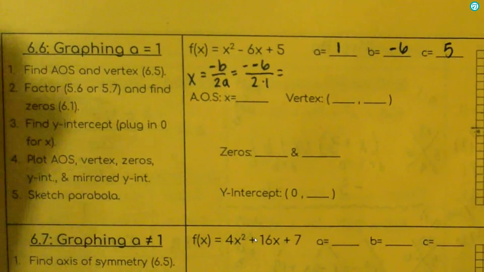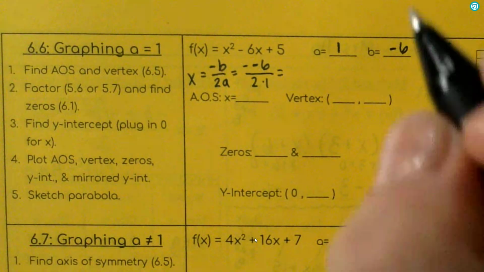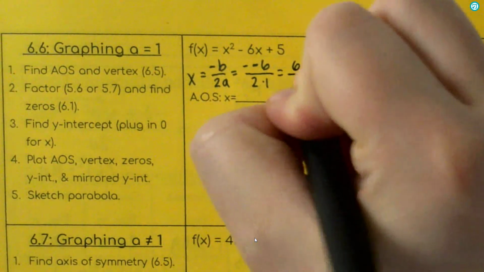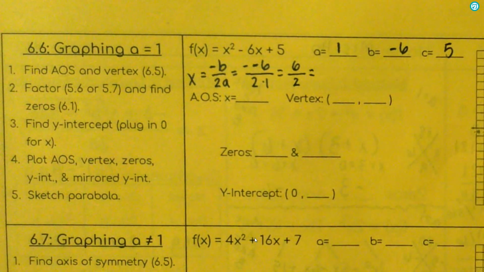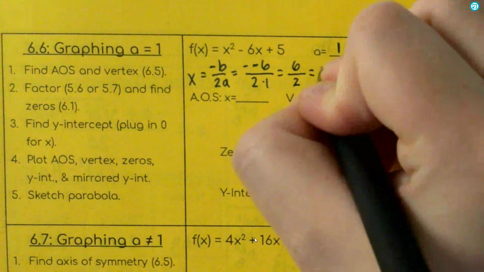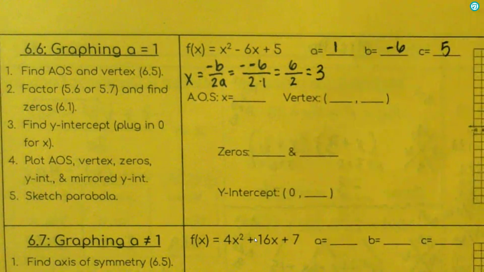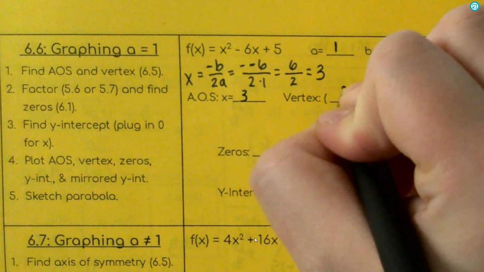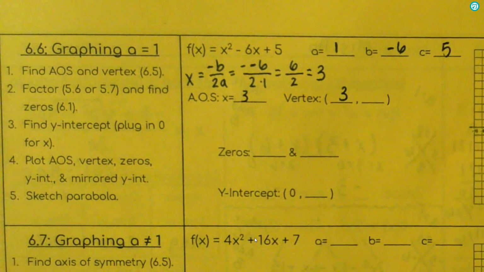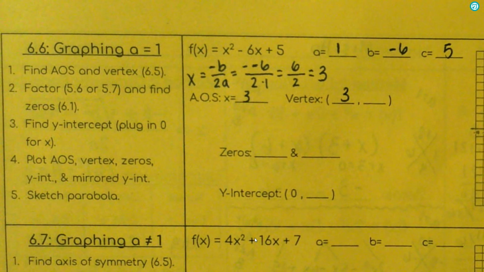Negative negative 6 is positive 6. And on the bottom, 2 times 1 is 2. And then 6 divided by 2 is 3. Okay, so our axis of symmetry is 3. And that is also the x value of our vertex.